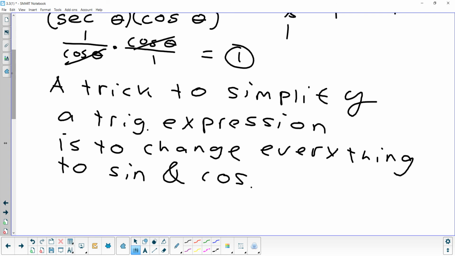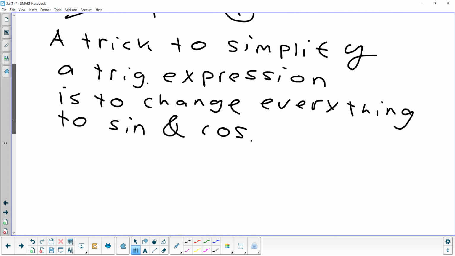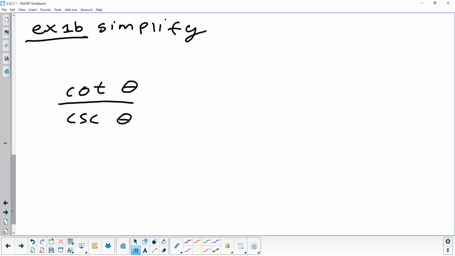You've got to change it to sines and cosines. Yeah, let's change everything to sines and cosines. Okay, so that's one trick that you can use to do these problems. So let's try that here and see what happens.